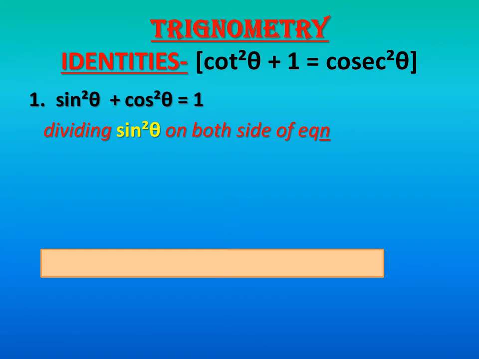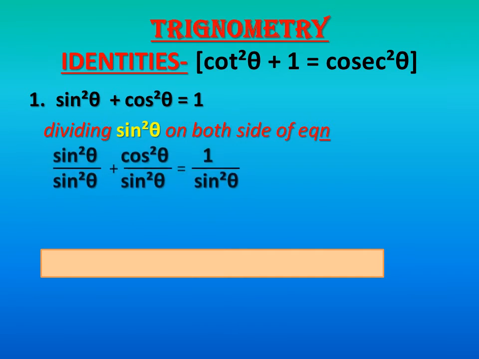See how can we prove the third identity? Cot square theta plus 1 is equal to cosec square theta. We similarly take the first identity, that is sin square theta plus cos square theta is equal to 1. Now what we do with this is divide this equation by sin square theta on both sides of the equation. So we divide this equation by sin square theta. So what do we get?